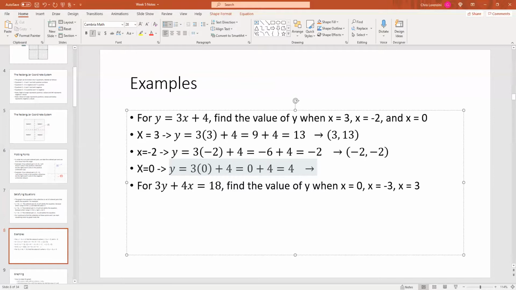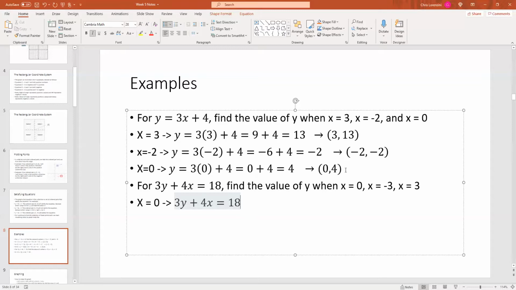So y is equal to 4 when x is equal to 0. Therefore, my ordered pair would be (0, 4). On the next one, we have the equation written a little bit differently, but the process stays the same. I choose a value for x, and then I solve the equation for y. The only difference between this and the previous one is that my equation is not already solved for y.